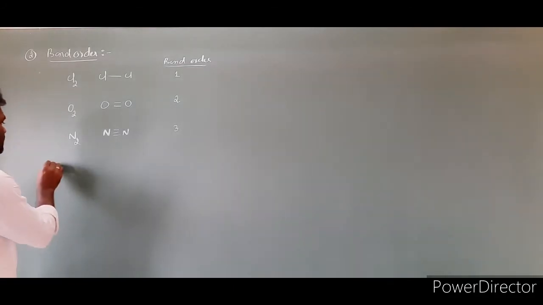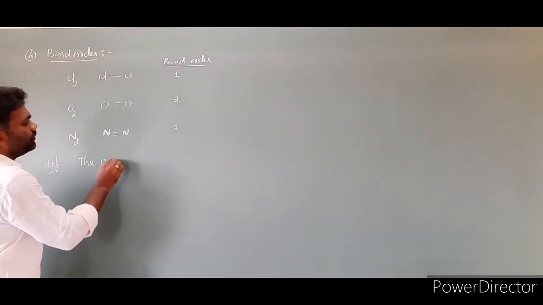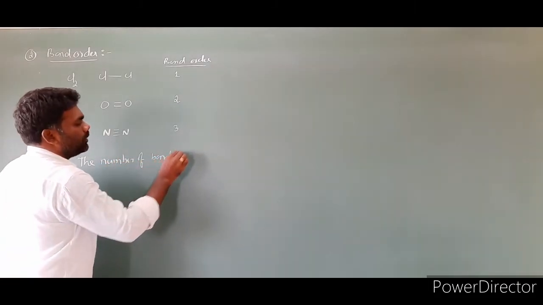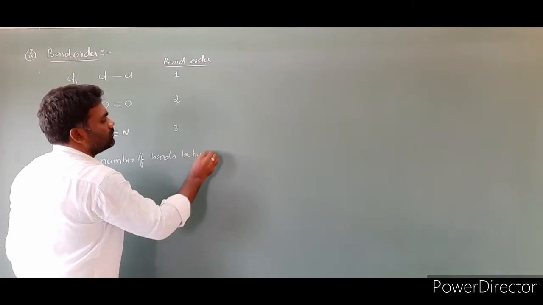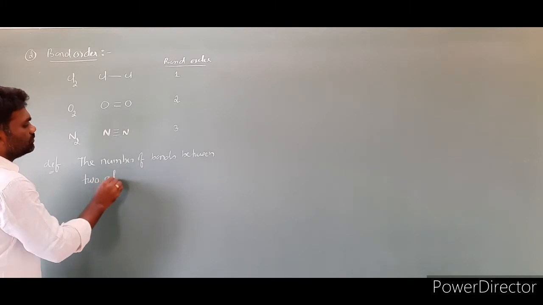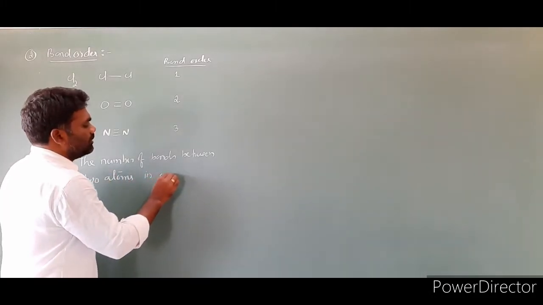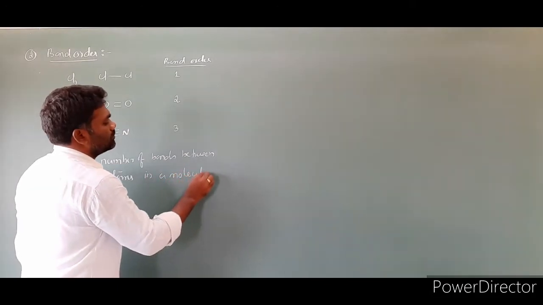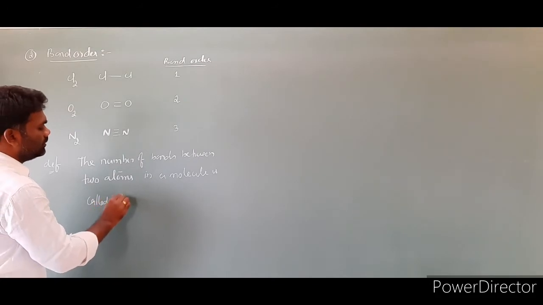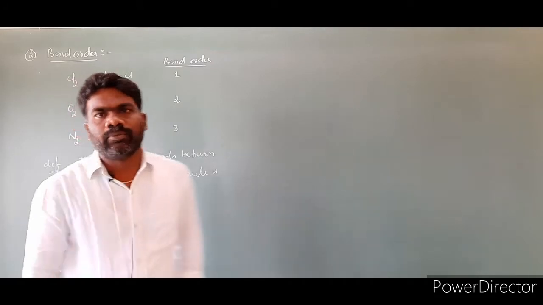Let us write the definition. Definition of bond order: the number of bonds between two atoms in a molecule is called bond order.